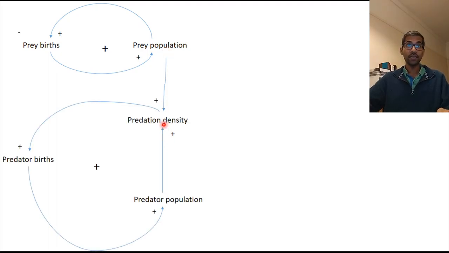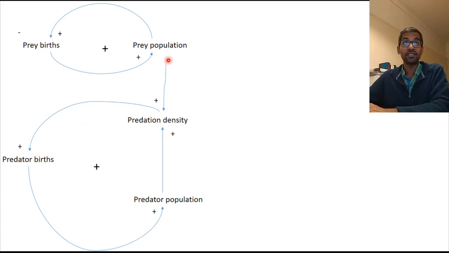Now, a similar positive relationship also exists for the predator population and predator births. If you have more predators, you will have a higher predation density, which means how many animals they eat. If you have more population, you will have a higher predation density, and that means you'll have more births. More births means more population, which means more density, which means more births, and so it keeps on going. So this is again a positive loop.